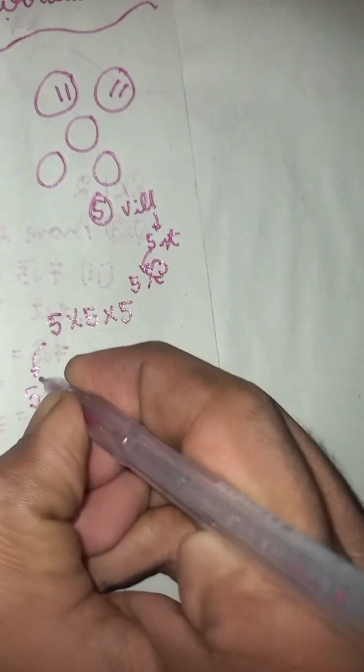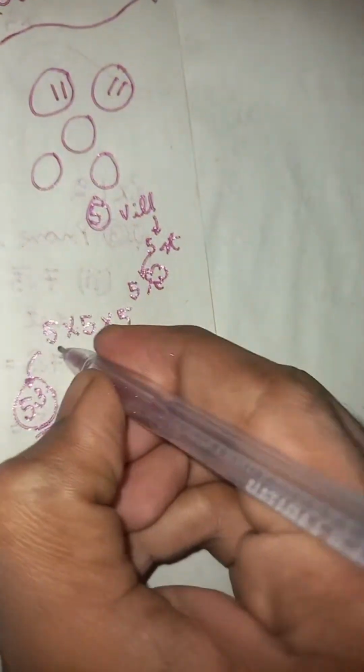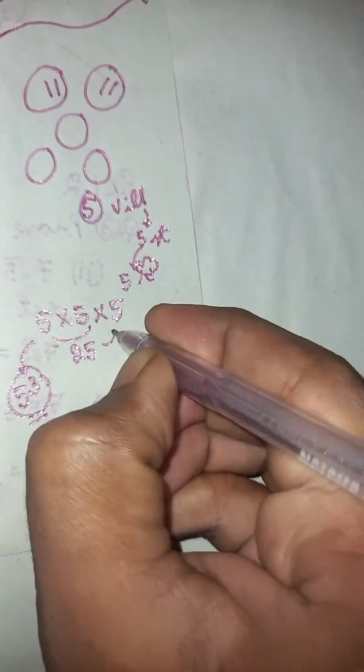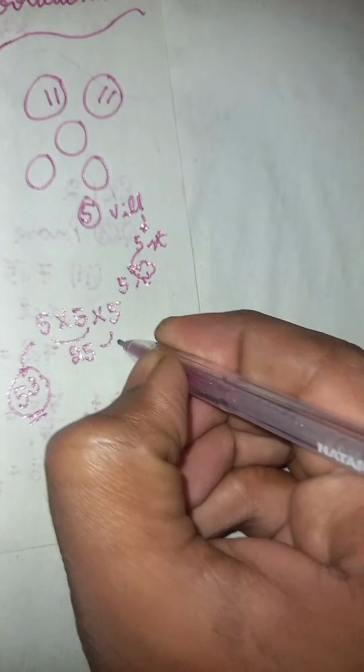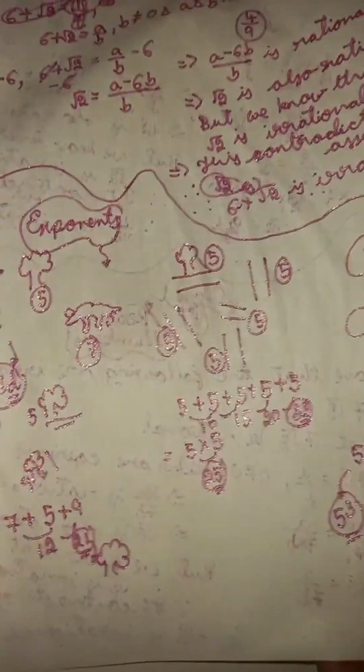Instead of multiplying, it can be written as 5 cube. 5 cube means nothing but multiplying them. 5 times 5 is 25. 25 times 5 becomes 125. That is the 5 cube. That is actually how exponents arise.